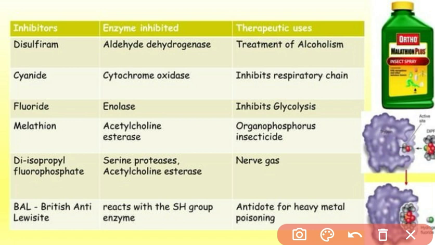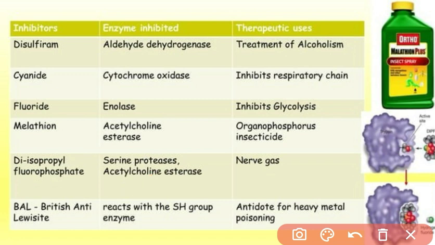DFP, that is diisopropyl fluorophosphate, is a surrogate of the nerve agent sarin. It is an organophosphorus compound which inhibits the neuronal enzyme acetylcholinesterase, so it is useful in a nerve gas because it inhibits the enzyme activity of enzymes like serine proteases and acetylcholinesterase.